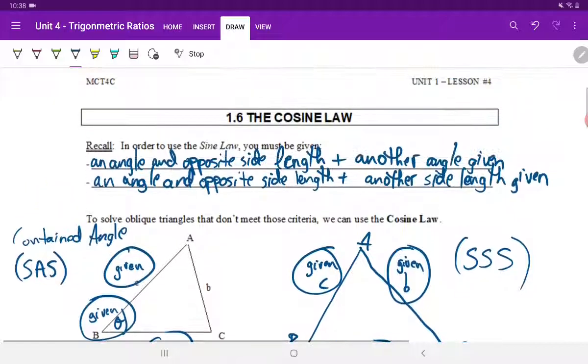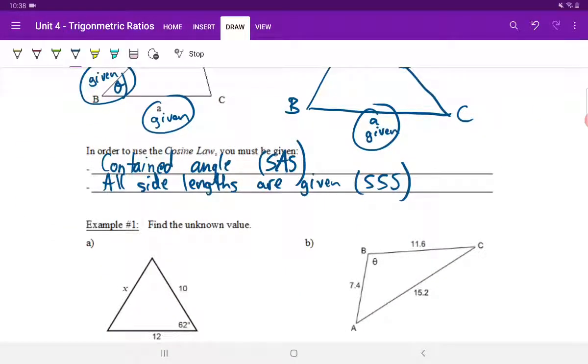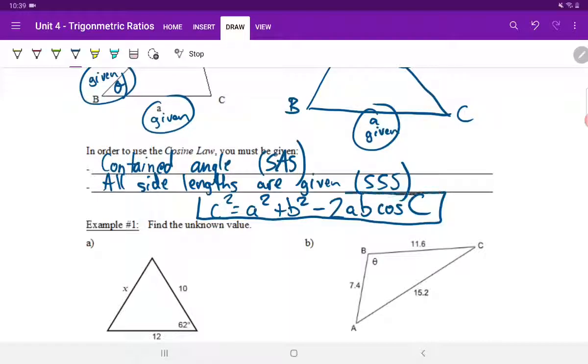We've got our cosine law formula, which is the following. c squared equals a squared plus b squared. So it looks like Pythagorean theorem. But then it's got this additional part to it where it's minus 2 times a times b times the cos of angle C. Here is your cosine law formula. A couple things to note. This formula right now, as it stands, solves for side length c.